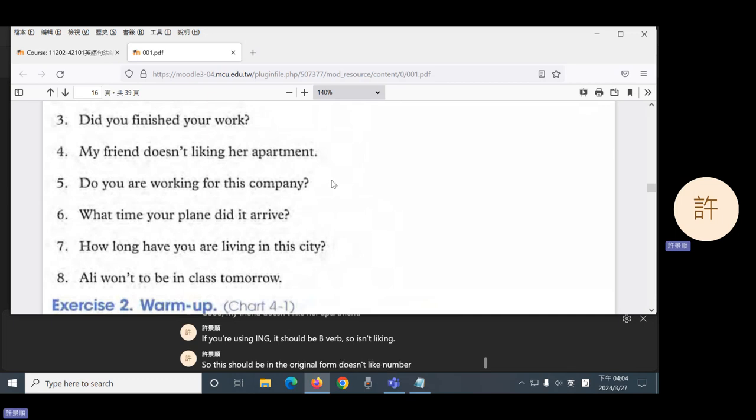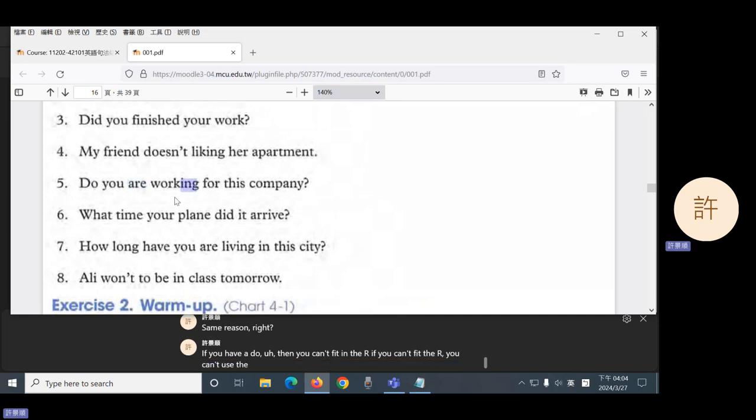Number five. 李向华. Do you work for this company? Good. Same reason, right? If you have a do, then you can't fit in the R. If you can't fit the R, you can't use the ing. So this should all be the original form work. Do you work for this company?